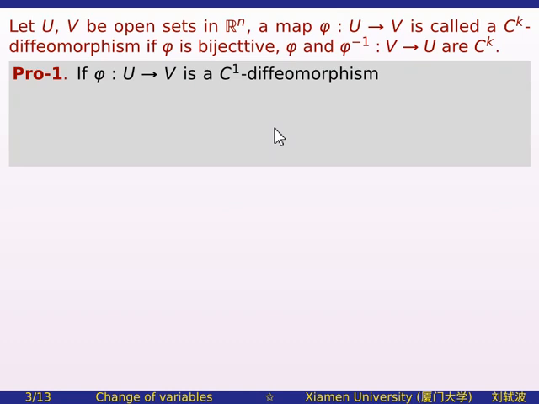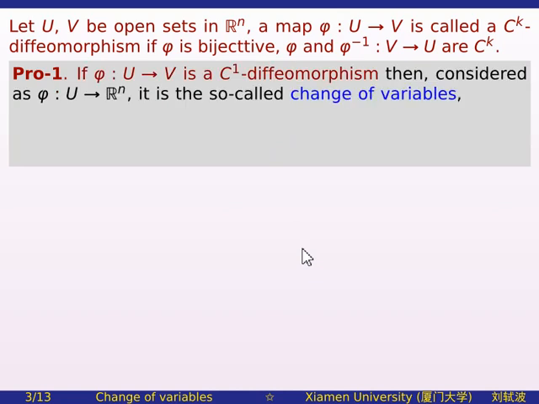So we have this proposition. Suppose phi is a C1 diffeomorphism. Then this map phi from an open set U to another open set V, both subsets of Rn, can be considered as a map from U to Rn. If we consider this map as a map into Rn, it is the so-called change of variables.